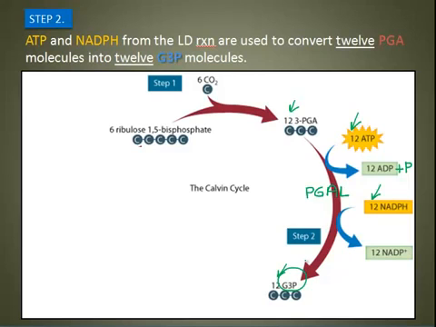In this step, ADP and NADP+ are formed, and then they can be used again in the light-dependent reactions to produce new ATP and new NADPH. So what of this G3P? Why did we spend so much energy and time making it? Let's look at step 3.